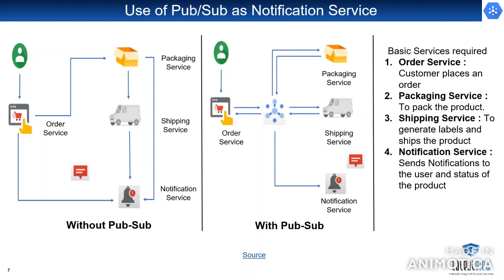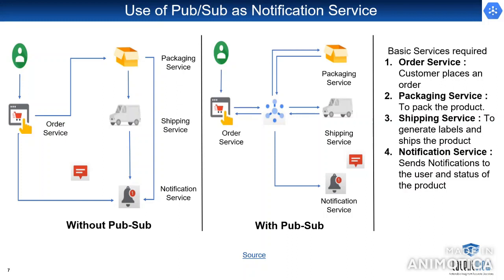Any change in the service need not be known by the other services, and they can be scaled independently and changed independently. We can also add in new services. The only thing we have to do is to make a new subscription to the PubSub. And also, in case any service fails, messages can be stored in this PubSub up to 7 days or till the service is back, and they can be delivered to the system.